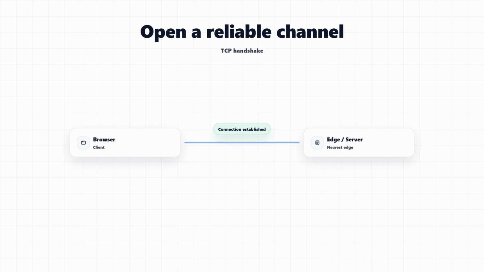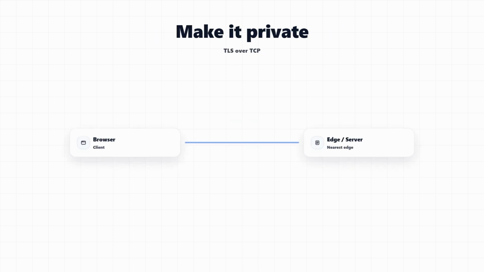But reliability is not enough. We also want privacy. Because this is HTTPS, the browser adds TLS on top of that connection. It verifies the server certificate, and then everything is encrypted while it travels. From this point on, the data moving across the network is protected in transit.